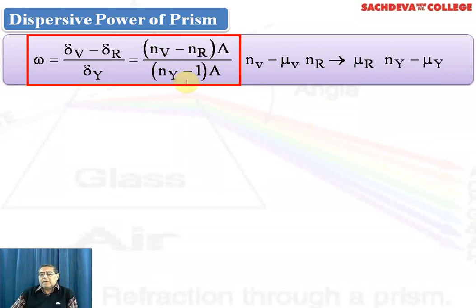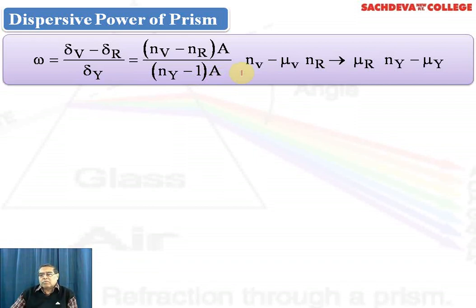And that is equal to NV minus NR divided by NY minus 1. In the numerator and denominator, A will cancel off. NV stands for the refractive index for the violet light, NR stands for the refractive index for the red light, and NY stands for the refractive index of yellow light.